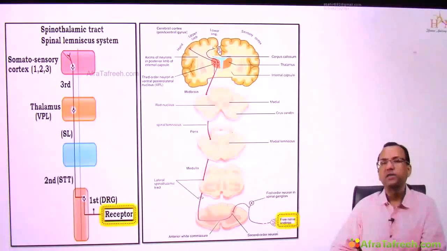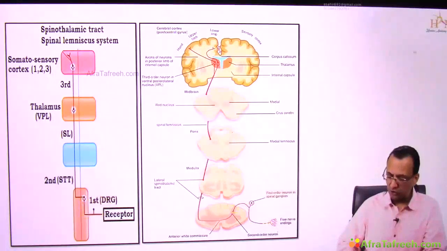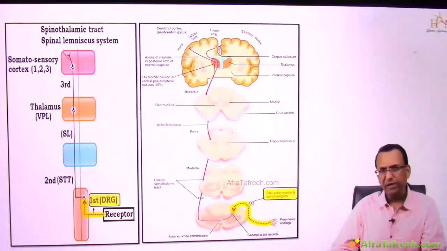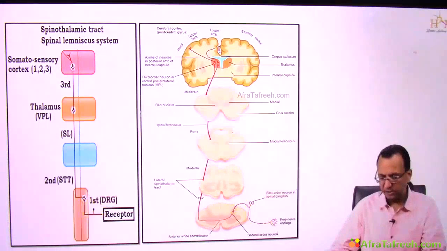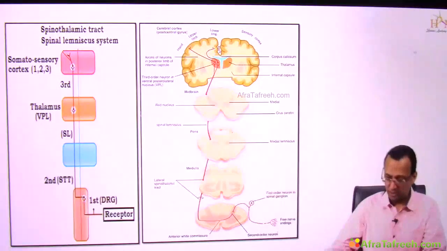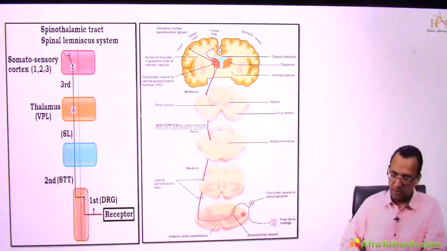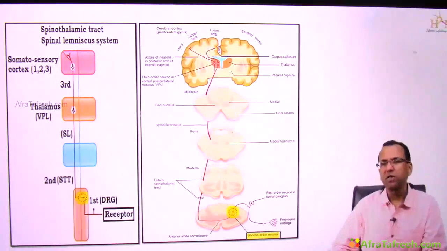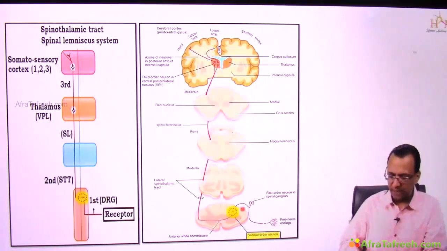Where to? Actually, the first order neuron is again the dorsal root ganglion. So the dorsal root ganglion is the first order neuron. Running ipsilaterally? No, there is no ipsilateral thing here, because immediately there is going to be a synapse in the posterior horn cell on the same side. The posterior horn cell is the second order neuron, and the synapse is on the same side immediately.